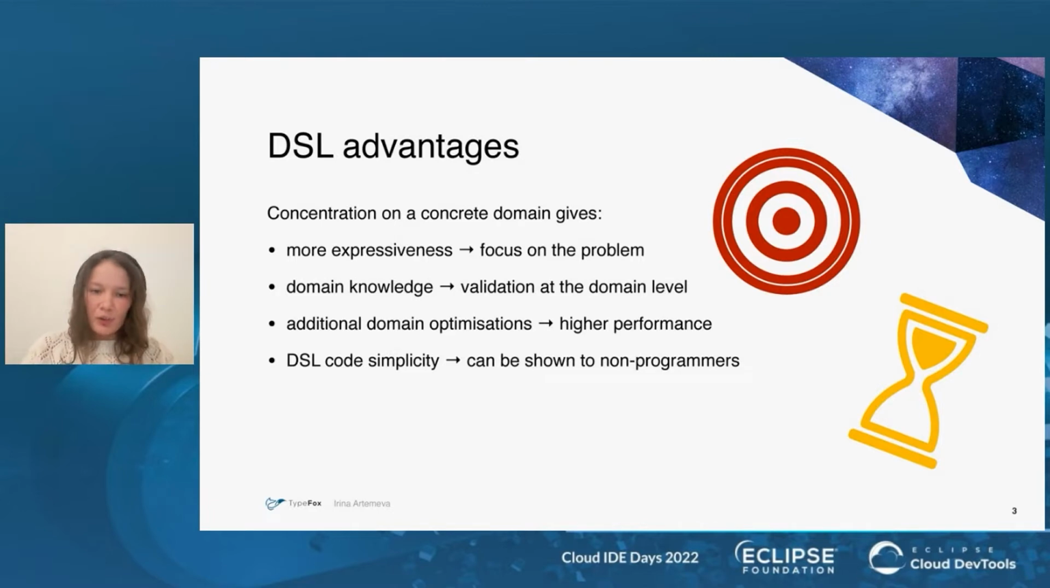So, concentrating on a concrete domain gives some positive effects. For example, DSLs are more expressive. As a result, the high abstraction level gives you the ability to focus on the problem and not on the implementation details. In addition, some domain knowledge gives you the ability to make better validation. You can put it at the domain level and have very nice error messages. Also, additional domain optimizations that you can make can give you higher performance.